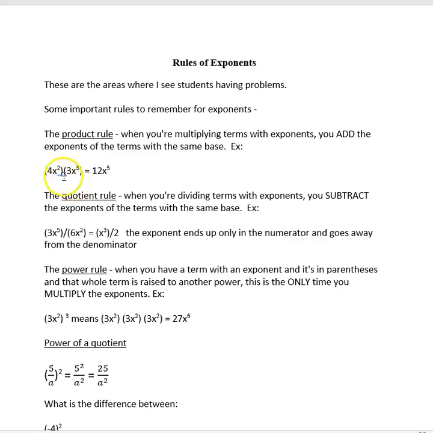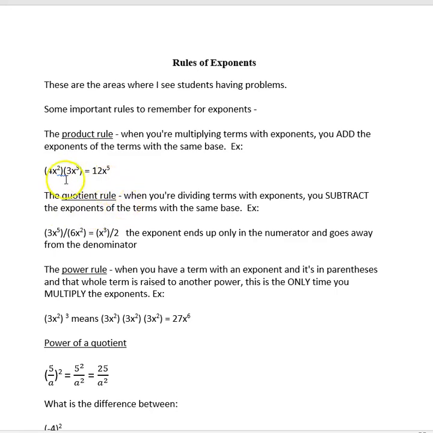You multiply the coefficients, the 4 times the 3. The exponent only applies to the x. It does not apply to the 4. This exponent of 3 only applies to the x. It does not apply to the 3. So when we multiply the x squared times the x cubed, we add those exponents together and get x to the 5th. So when we multiply these two terms together, the result is 12x to the 5th.